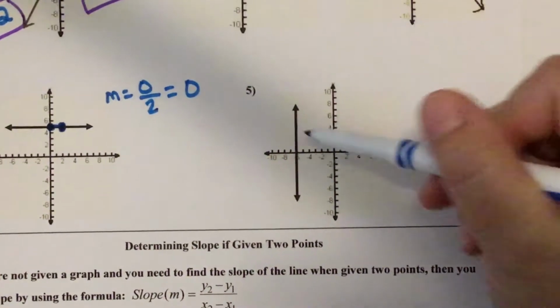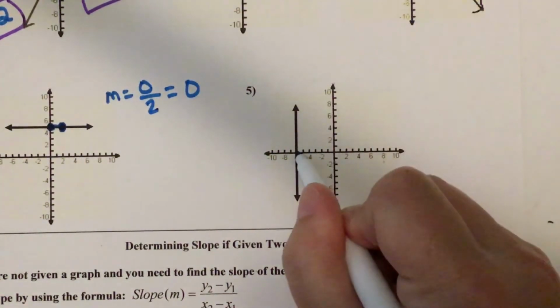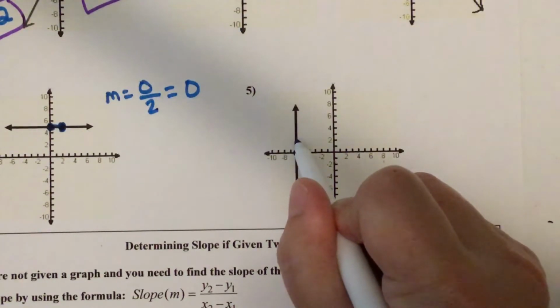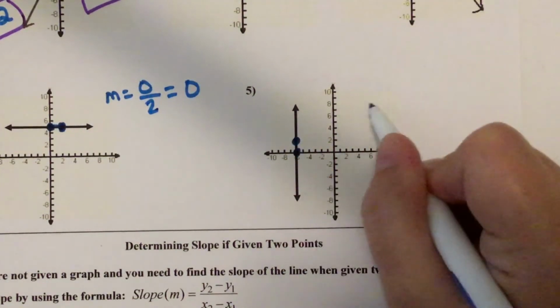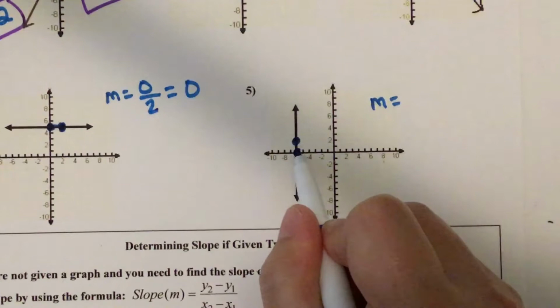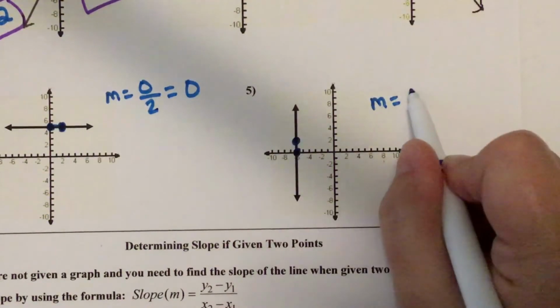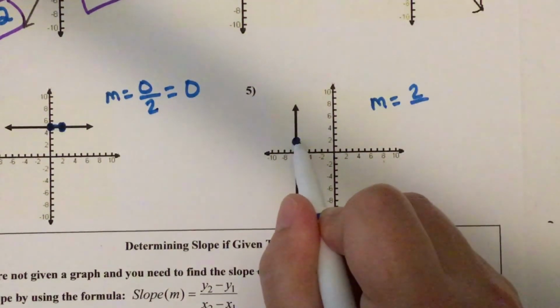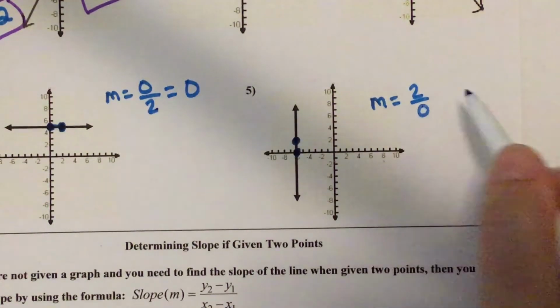Okay, let me do number 5 mathematically, and then I'll come back and I'll show you some memory devices. Okay, so I'm going to put 2 points on this line. It doesn't matter where they are. I'm just going to put them there and there. Okay, so this time I rise up 2, but after I rise up 2, I'm already on the dot, so I don't have to go right or left. So my run is 0.